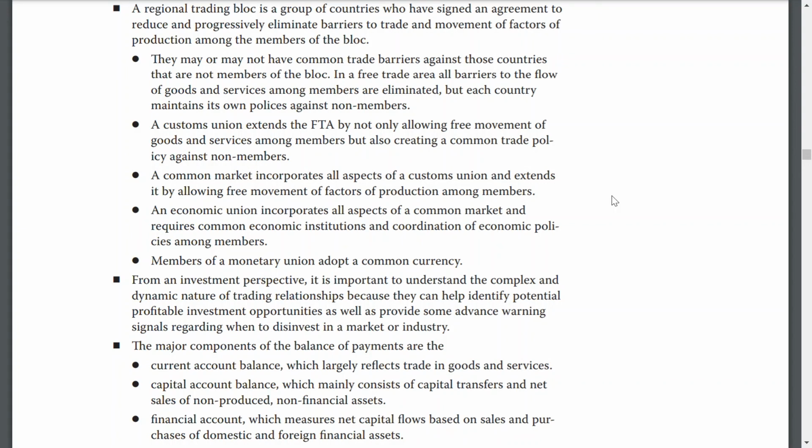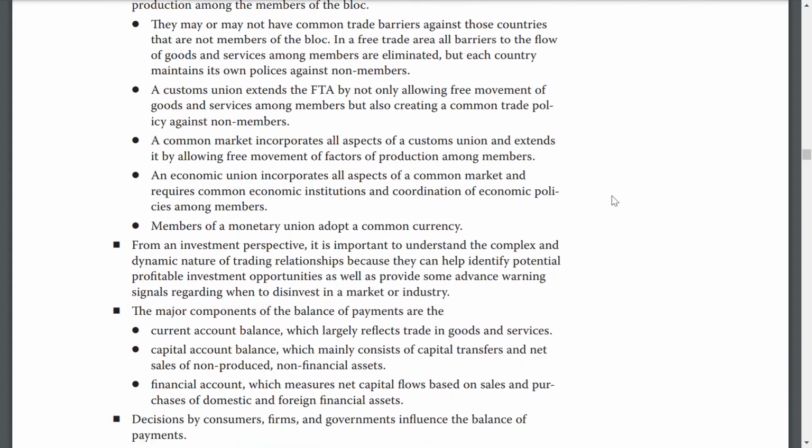In the European Union, if you are a citizen of a country such as Cyprus, which is part of the European Union, you get to work in Germany indefinitely, for example, or the UK indefinitely. But with Brexit, that's a little bit different. An economic union incorporates all aspects of a common market and requires common economic integration and coordination of economic policies among members. Members of a monetary union adopt a common currency.